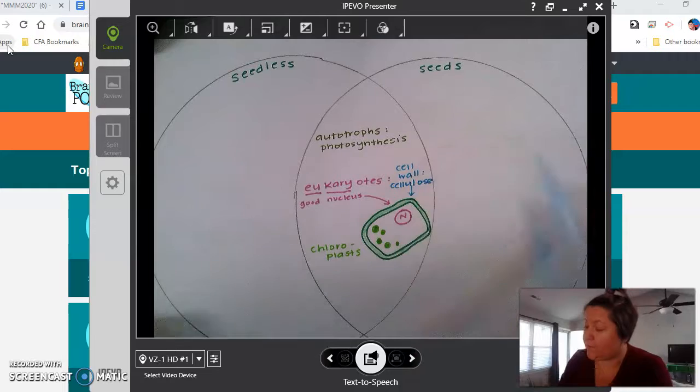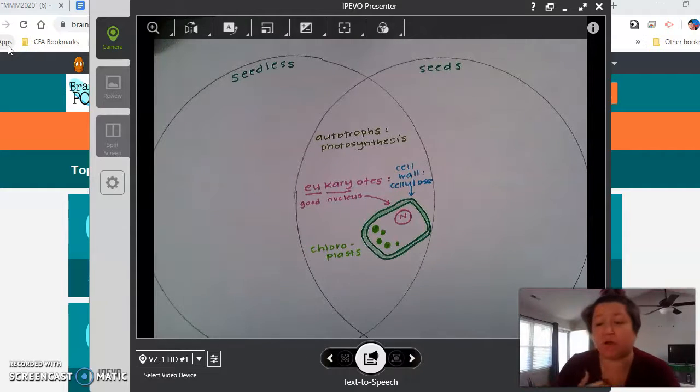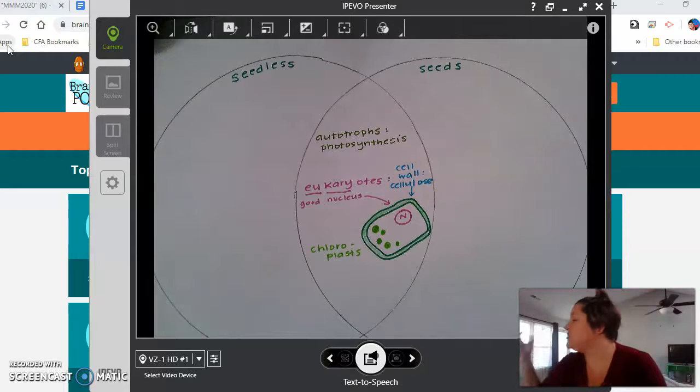So our digestive systems aren't built for that. We learned earlier this year that digestive systems are not created equal. So we are just not very good at breaking down this cellulose that's in the cell wall. So that is why sometimes you will see plant parts in your poop. Gross.